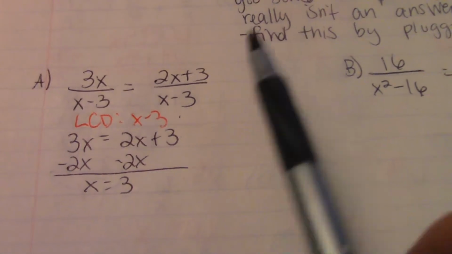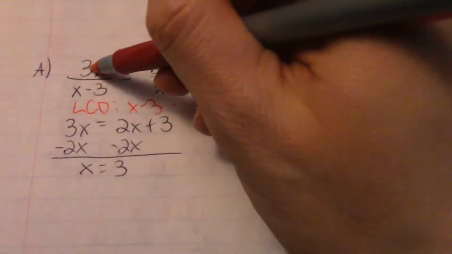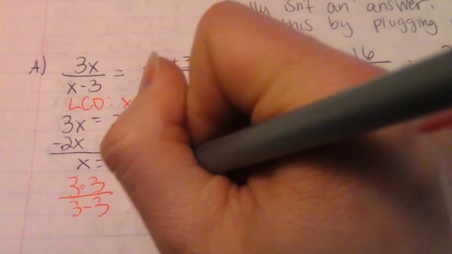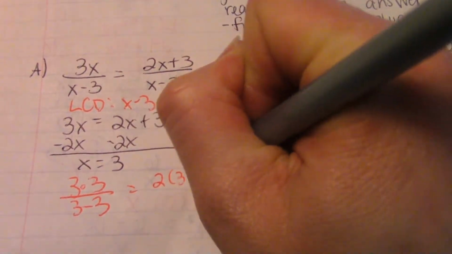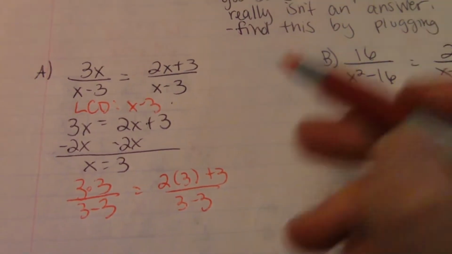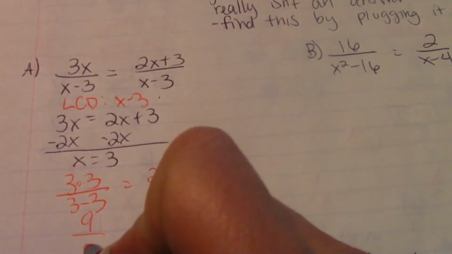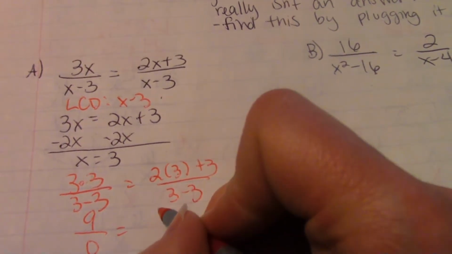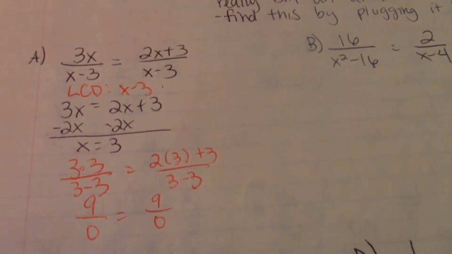Okay, so if I plug this back in, I'm going to plug it into here, so each time I see an x. So 3 times 3 over 3 minus 3 equals 2 times 3 plus 3 over 3 minus 3. So this is 9 over 0 equals 2 times 3 is 6 plus 3 is 9 over 0.